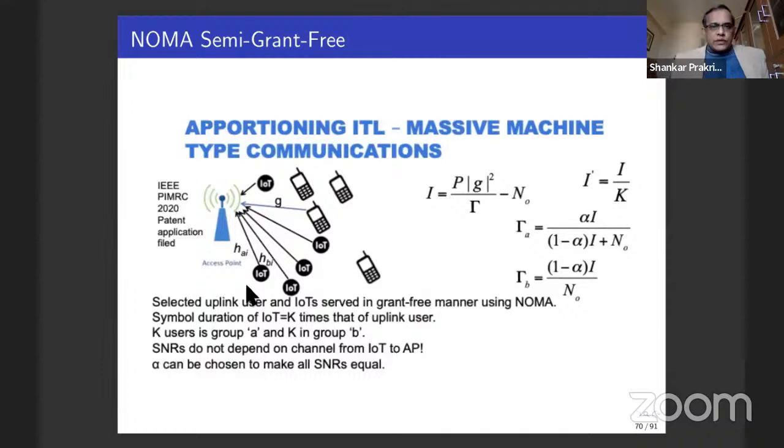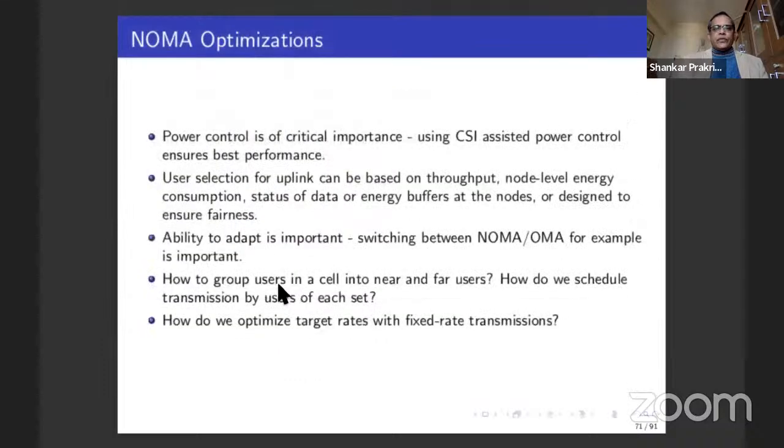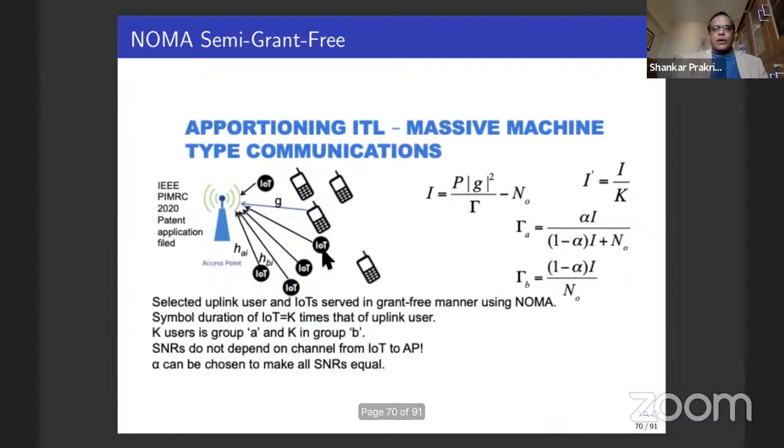What we suggested was a semi-grant access scheme. That means it is not totally grant-free, which means that IoT devices cannot simply shoot data. Only more than one IoT node is selected to transmit data in the uplink, while the selected uplink user is transmitting. Right? We also applied for a patent for this work.